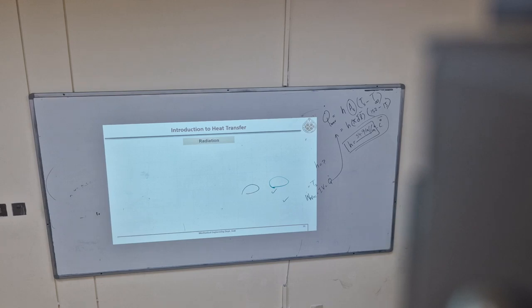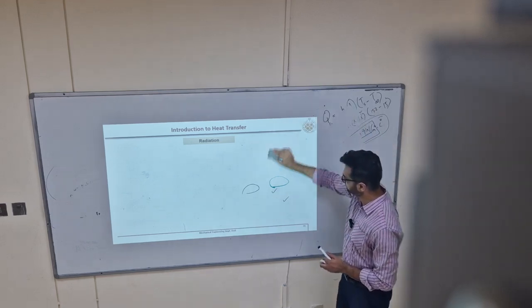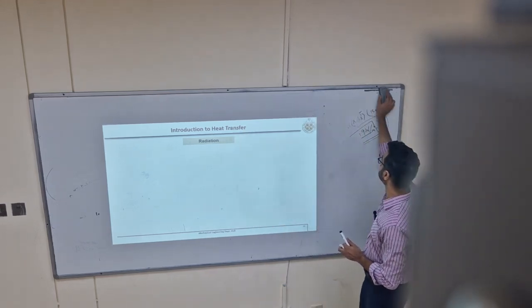Let's move on. This was a very simple question. Now, the next mode of heat transfer which we need to discuss in this first chapter of heat transfer is radiation.